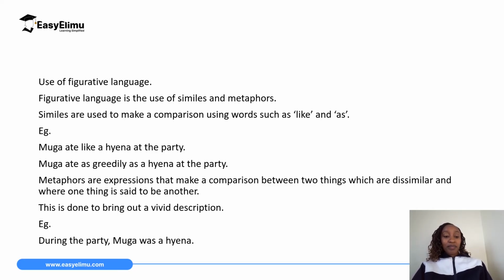Hyenas. And then metaphors are expressions that make a comparison between two things which are not similar, where one thing is being said to be another. For example, with the same example, during the party, Muga was a hyena. So because we know the character of a hyena, we know that this person means that Muga was eating greedily. So instead of comparing, like in similes where you say as greedily as a hyena, you can just say Muga was a hyena. And that brings out the vivid description. You're able to have a mental picture of how Muga was eating.